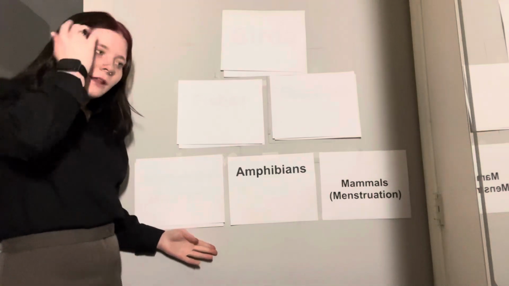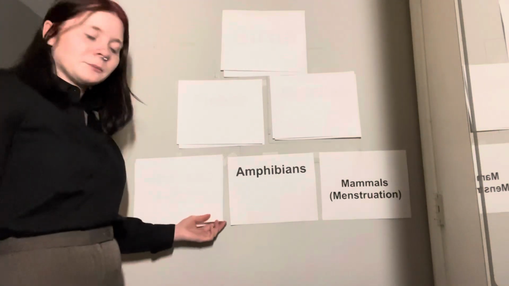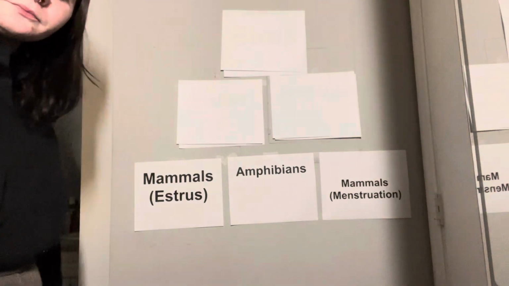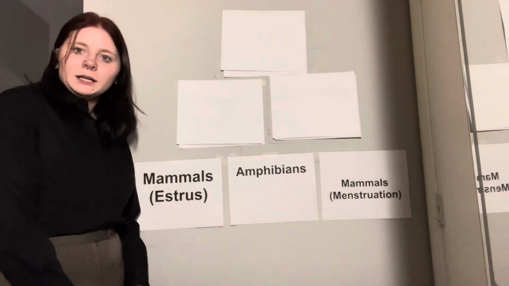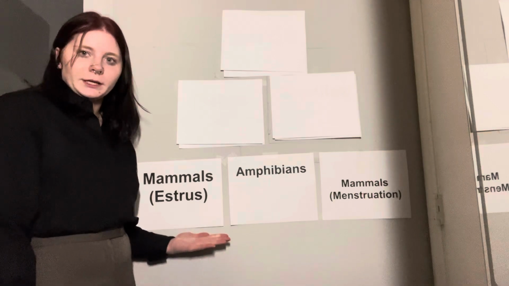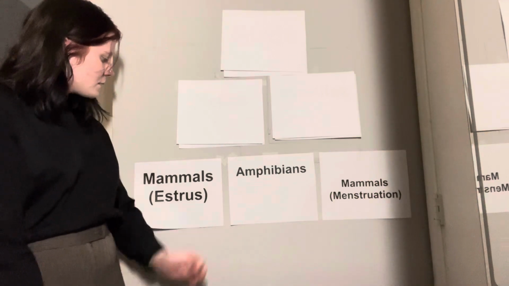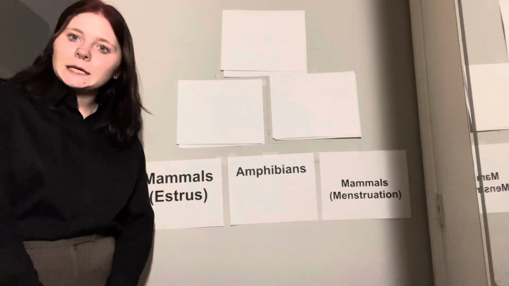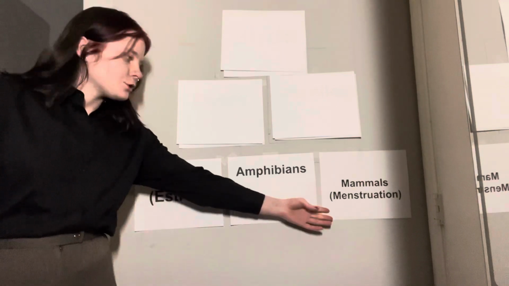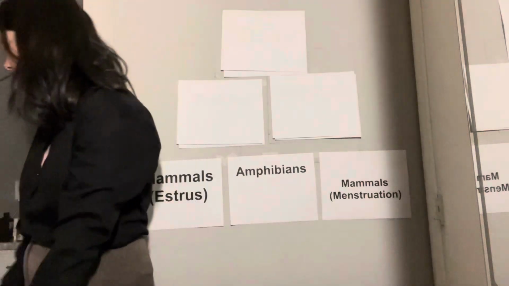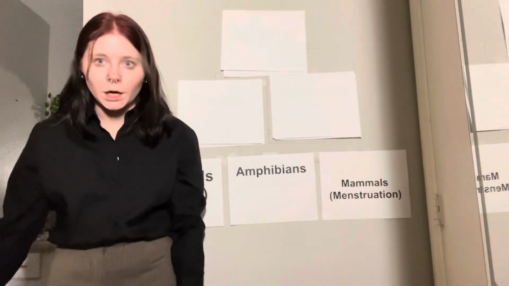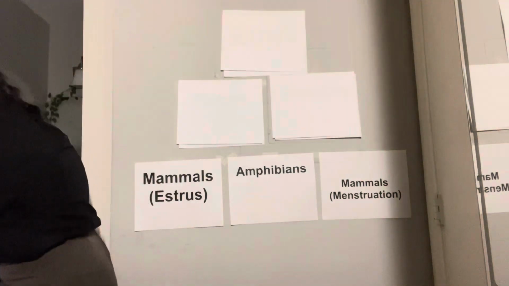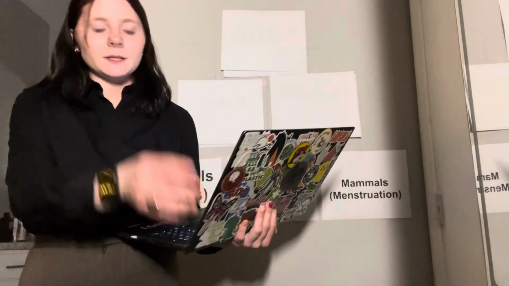Moving on, our last one on the bottom of the pyramid. Mammals, estrus. The estrus cycle, nothing in particular against the estrus cycle. It just doesn't stand out to me. It is similar to the menstrual cycle in a lot of ways. It does have four parts to it. So let's get into it.